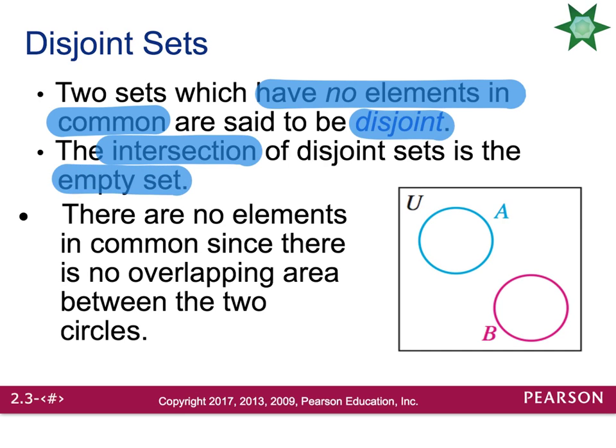So we can say that for this case, A intersect B, remember the intersection is the upside down U, is equal to, well, we can just say empty set, right? So we can just put those braces with nothing in it. So there's no elements in common since there's no overlap. We say those two sets are disjoint, and then we were drawing the Venn diagram where they don't cross at all.